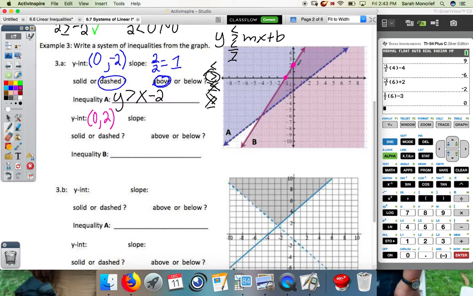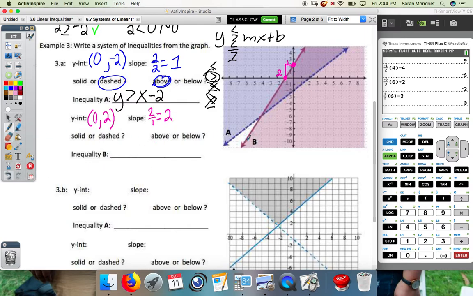So going from left to right, are we going up or down to meet the next point? We're going up, so how many did we go up? 2, and how many did we go to the right? 1. So my slope is 2 over 1, or just 2.